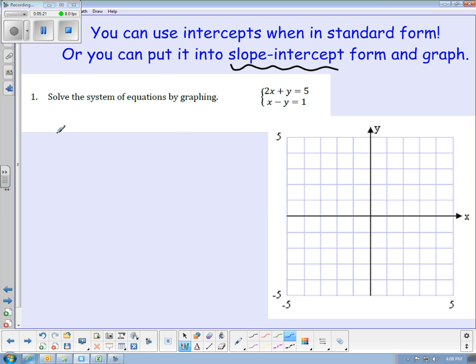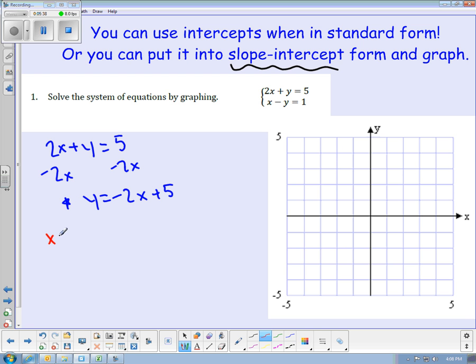So that's what I'm going to do. I'm going to start with the top one: 2x plus y is equal to 5. Subtract 2x, and I get y is equal to negative 2x plus 5. So there's one line.